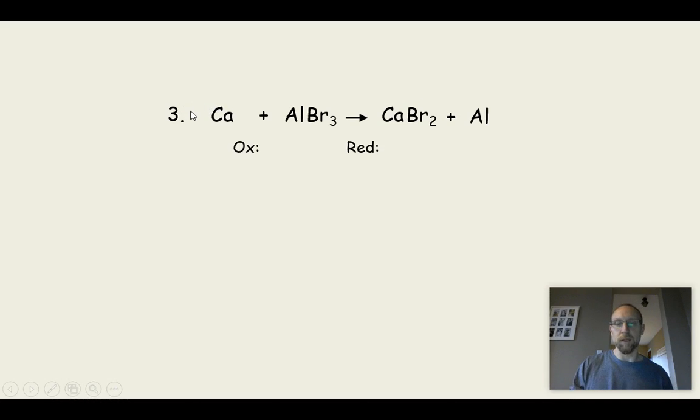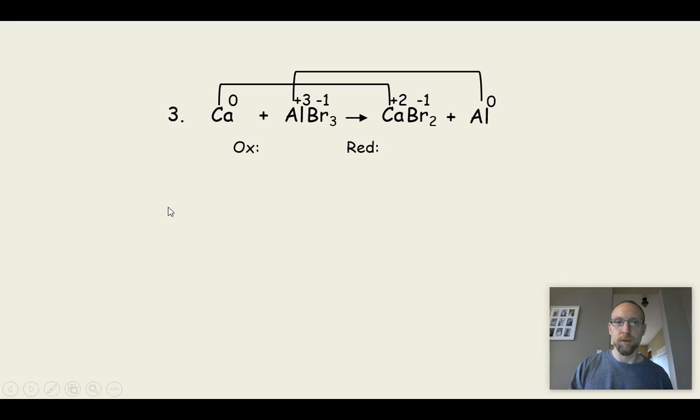Remember, 2 and 4, we're not doing anything for because they're not redox reactions. So step 1, assign oxidation states. Uncombined, get a 0. Go through your other elements, make your little table if you have to. And there you go. Then we connect the ones that changed. So calcium and aluminum changed. Calcium went from 0 to +2. So we're going in an upward direction. That means we lost, right? Leo jumps up.